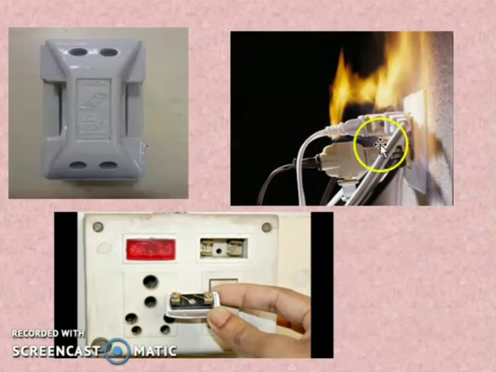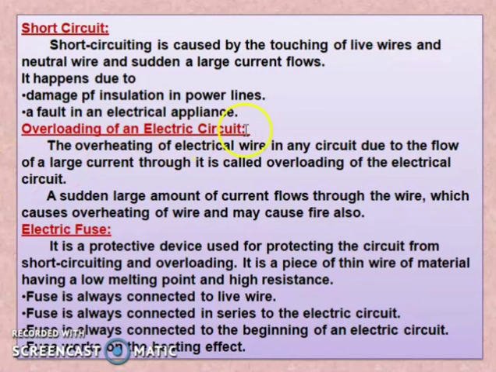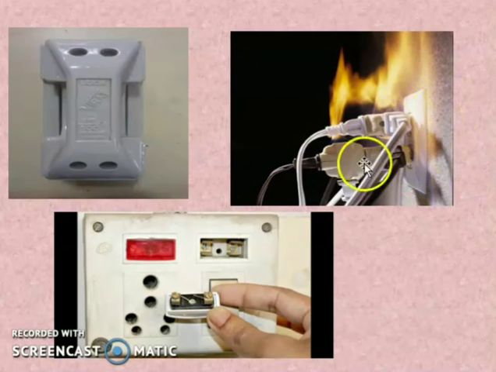Now this is about overloading. What happens? It causes a fire. In overloading, a large amount of current flows through the wire, which causes overheating of the wire. If many plugs are inserted into one socket, there will be overloading, meaning overheating. Due to this, a fire can happen. So this is about the domestic electric circuit.